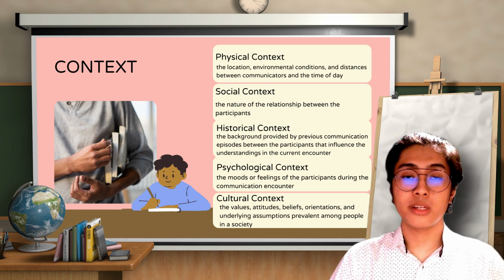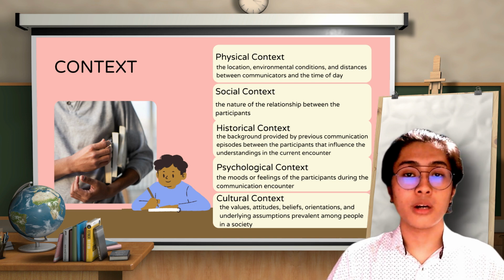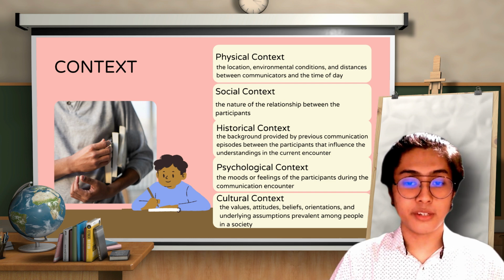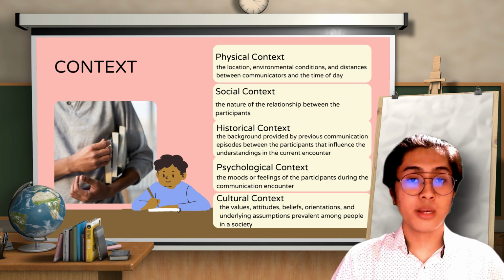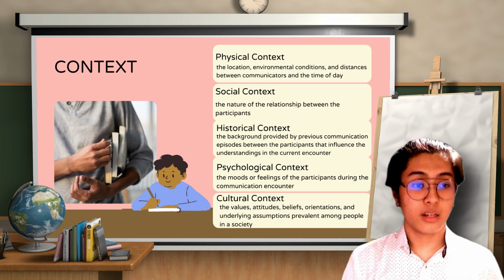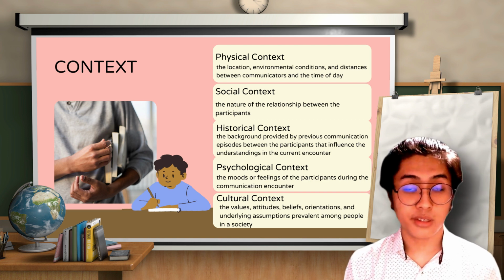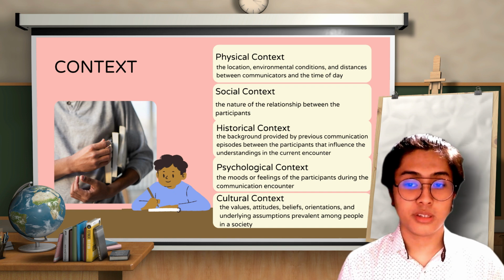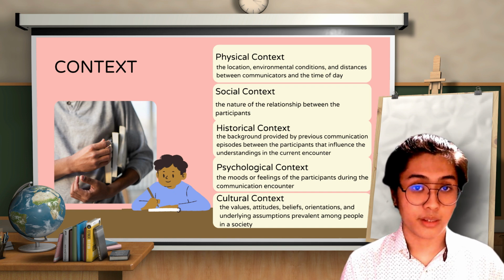The circumstances might include the setting, the value positions of the people, and the appropriateness of the message. This means considering the receiver, the place where you will be speaking, the era, and the accepted norms. Context will be divided into 5 subunits. First is physical context, which is the location, environmental conditions, and distances between the communicators and the time of day.